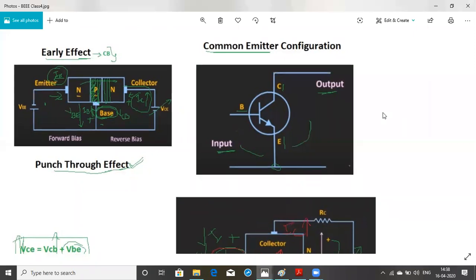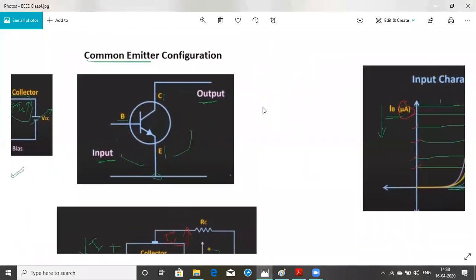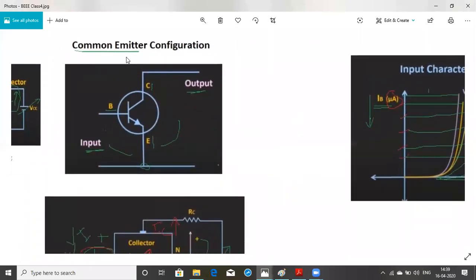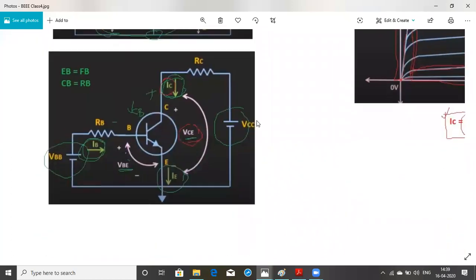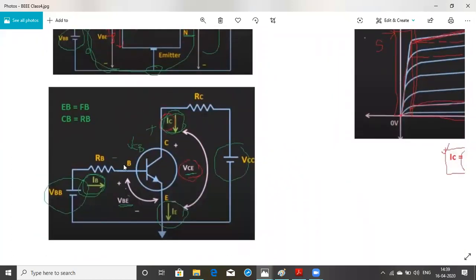Let me revise what we discussed in yesterday's class. In the common emitter configuration, the emitter is common between input and output. That means the base acts as the input and the collector acts as the output. This is an NPN transistor, where VB is the input voltage and IB is the input current, and similarly VC is the output voltage and IC is the output current. For every configuration, we make the emitter-base junction forward biased and the collector-base junction reverse biased. Our objective for every configuration is to draw the input and output characteristics.